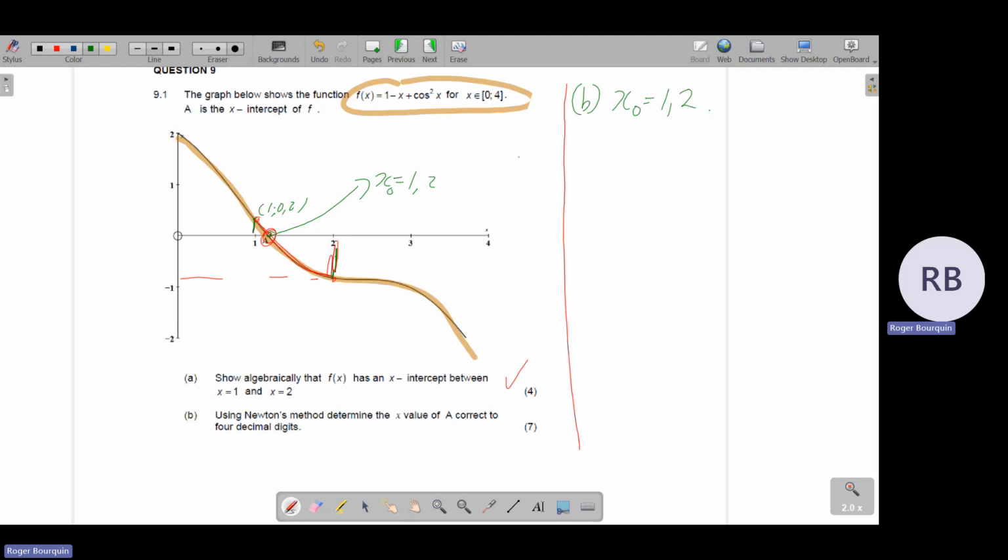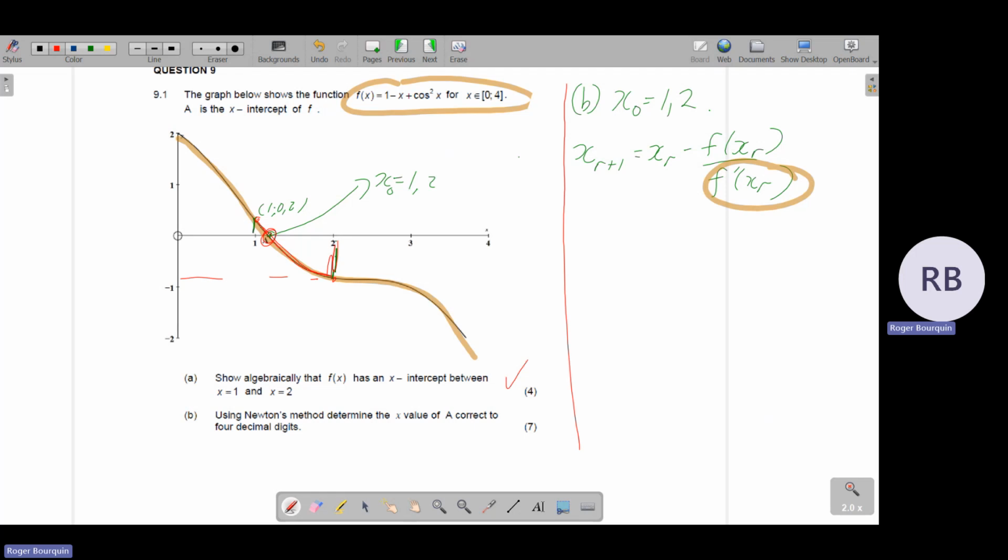Then I'm going to go to your formula sheet and say, I know from Newton's method, x_(r+1) is equal to x_r minus f of x_r over f dash of x_r. I'm going to be using that method. There's a bit of a problem in that we've got to work out that derivative, so I'm just going to do it before I get back to that formula.